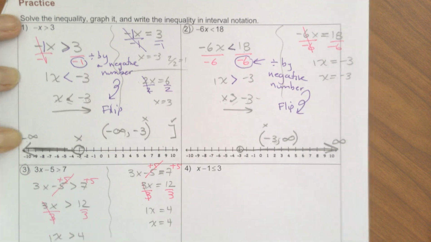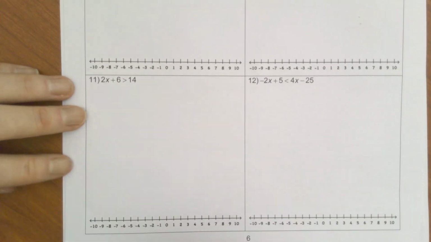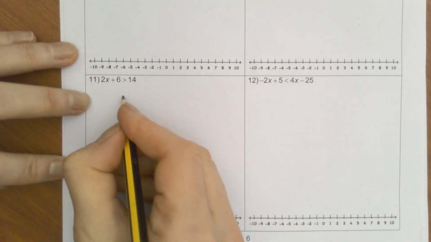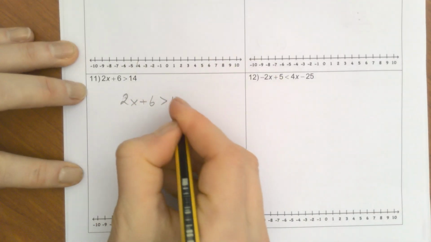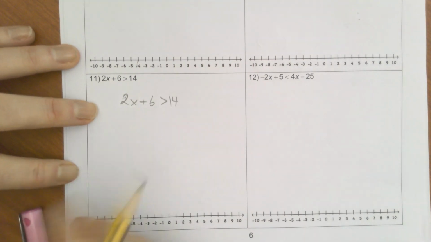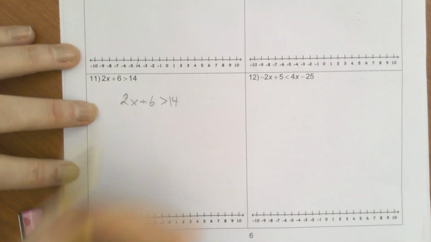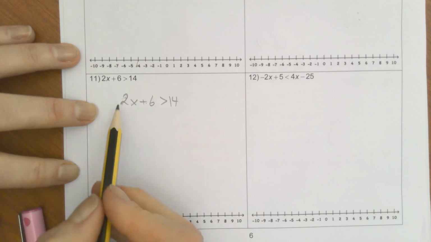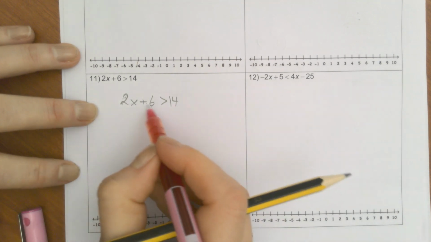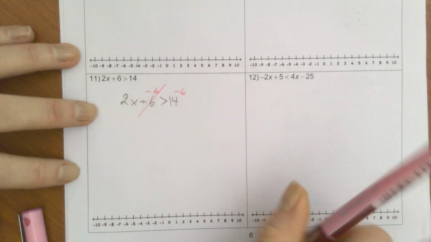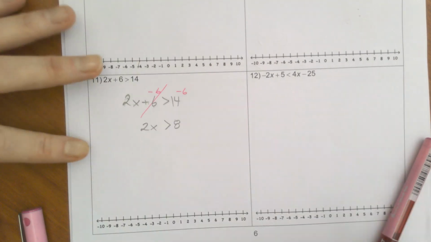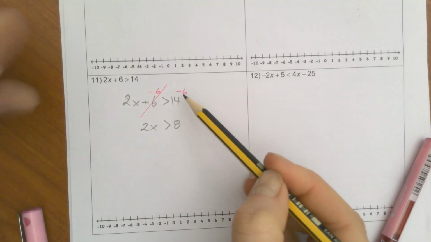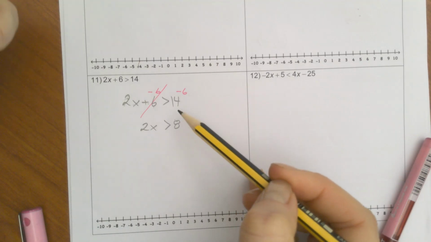Let's turn the page, and we're going to do question 11. Okay? So let's write that out nicer. Okay. So, x wants to be alone. I have the best friend and the neighbor. Who do I get rid of first? Yeah, you keep your best friend. Get rid of the neighbor. This says +6, so I do -6, -6. So 2x is bigger than 8. Oh wait, do I flip the sign? Because that's a negative number. No. You only flip the sign when you divide by a negative number.